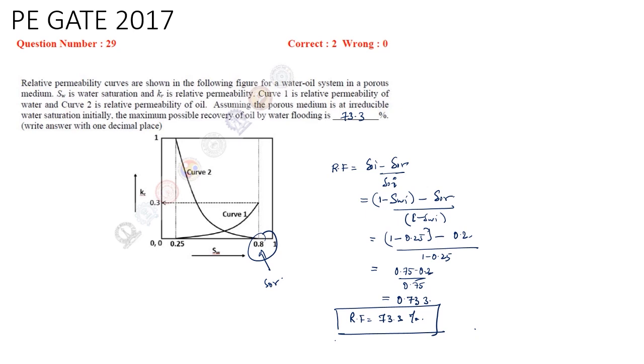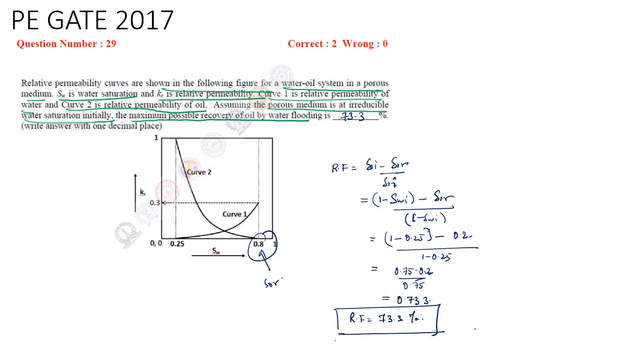This question was asked in GATE 2017. The relative permeability curves are shown in the following figure for a water-oil system in the porous media. Sw is the water saturation and Kr is the relative permeability. Curve 1 is the relative permeability of water and curve 2 is the relative permeability of oil. Assuming that the porous media is at irreducible water saturation initially, the maximum possible recovery of the oil by water flooding has to be found out.